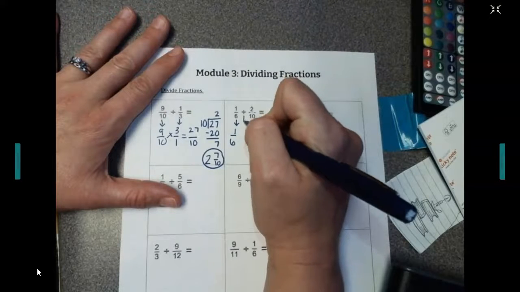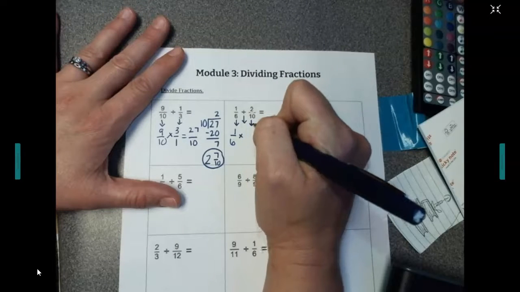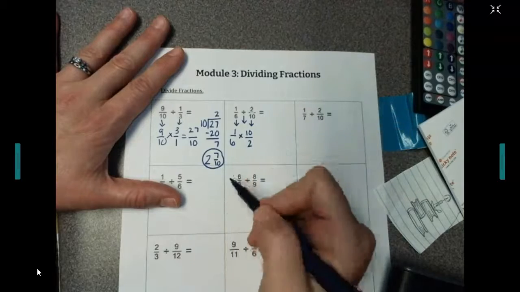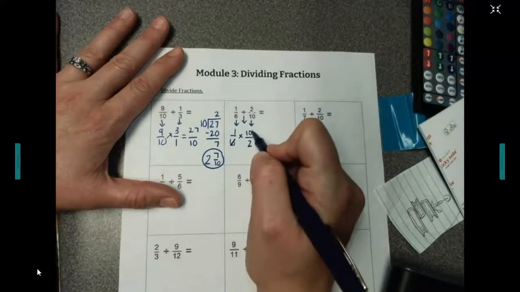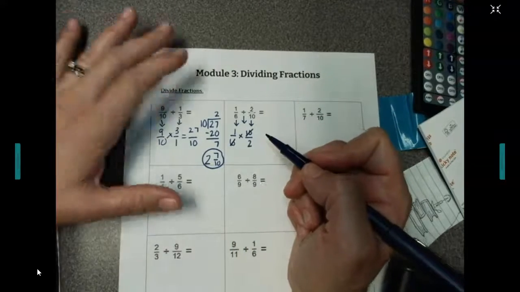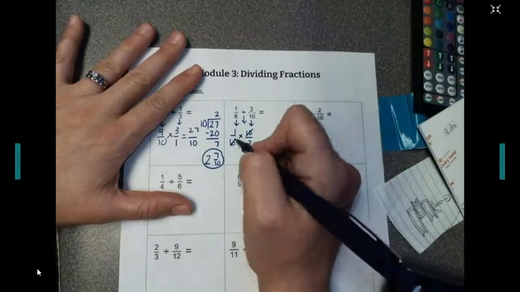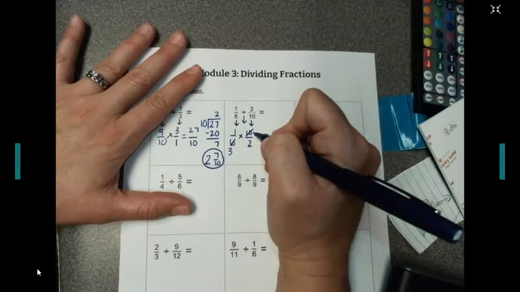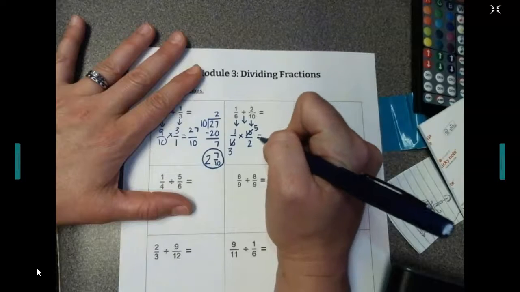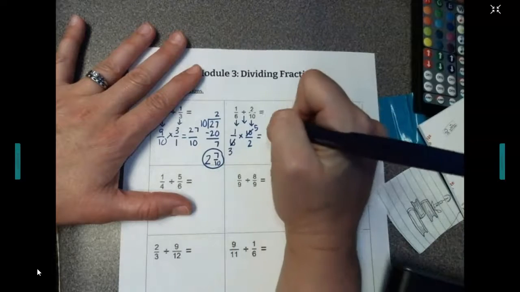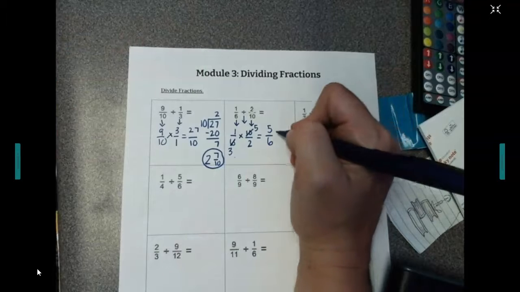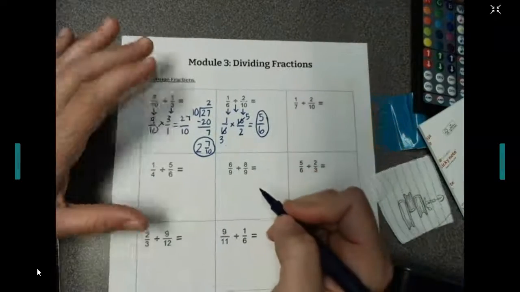1/6. Division changes, and we're going to flip it. We're going to look across. We're going to see if we can cross cancel. Because they're both even, I can take a 2 out. 6 divided by 2 is 3. 10 divided by 2 is 5. 1 times 5 is 5. 3 times 2 is 6. Nothing can happen with that, so we are finished.